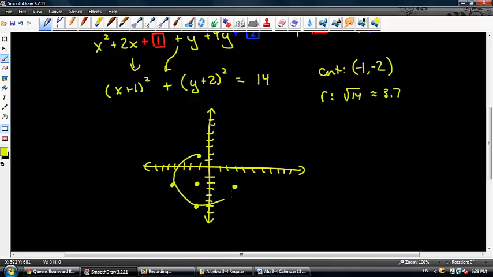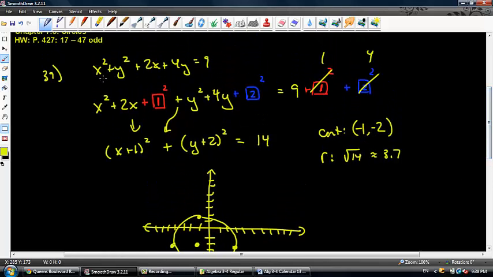So the only real caveat with this problem is making sure you do completing the square twice. Right? Completing the square here, and then completing the square here. Sorry, completing the square on the y's, completing the square on the x's. Make sure you keep that straight.